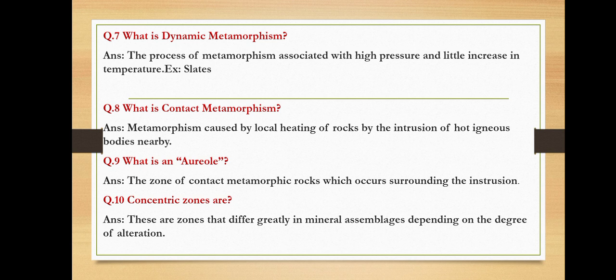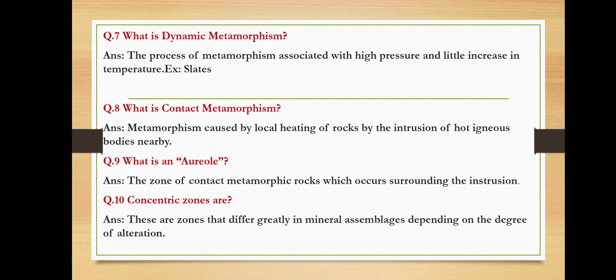through local heating. Okay, so in contact metamorphism, the igneous body, this igneous body is nothing but the magma or the lava. When it comes in contact with the adjacent rock, it will try to change the adjacent rocks through local heating. That is called contact metamorphism.